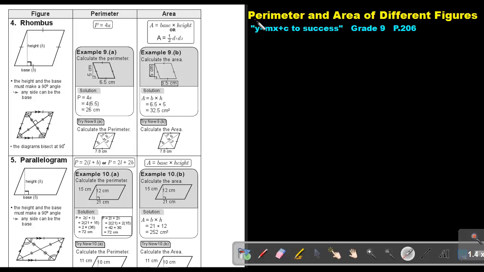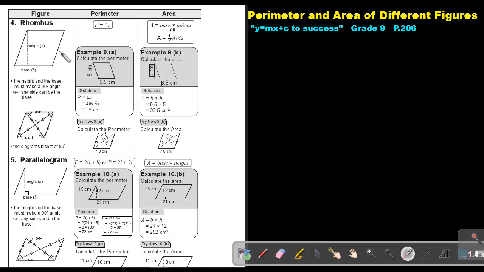Part 7. We are going to continue with the perimeter and area of different figures. You will find this on page 206 in the Namibian Mathematics Grade 9 textbook. Let's look at the rhombus.